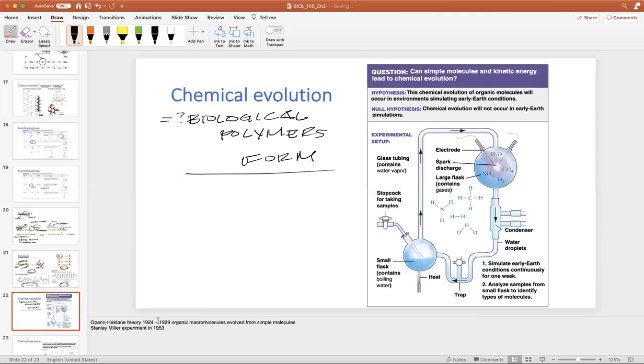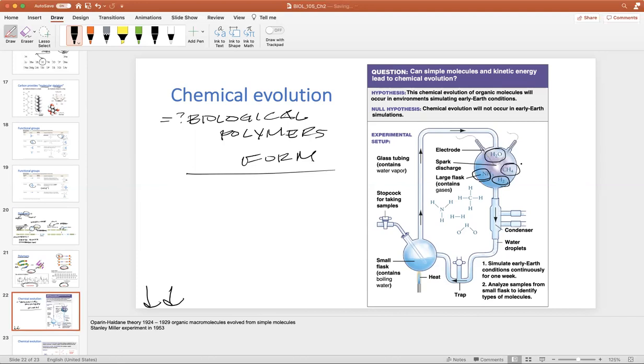Well, in 1924, note this down, guys, 1924, two scientists independently posed a theory called the Oparin-Haldane theory. What they thought happened in early Earth was that we had some very simple molecules. This is methane, CH4. So there's some carbon for you. This is ammonia. This is just hydrogen gas, and this is water. These were very simple molecules on early Earth.